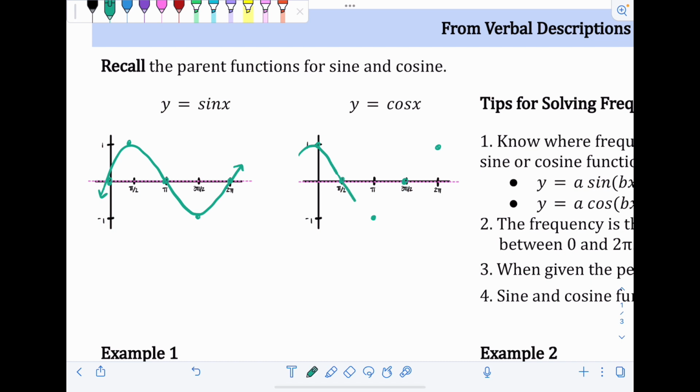So sine, again, starts at the midline, going up first, and then coming back down to the midline. So starting right here, going up, coming down, coming back up to the midline. That's one cycle. And then cosine starts at its highest point, goes down, comes back up to its highest point before beginning another cycle. So each of those is just one cycle of sine or cosine. The period of each of the parent functions is 2 pi, and then the frequency is 1 since there's one cycle from 0 to 2 pi.